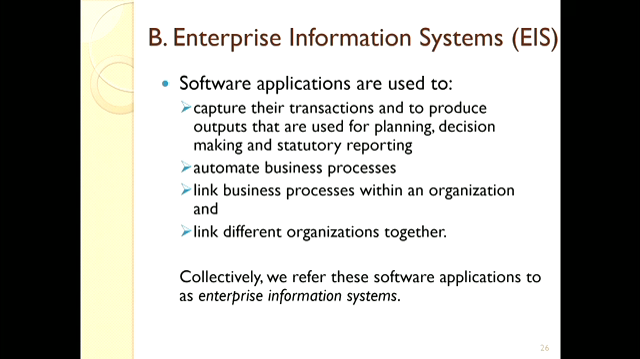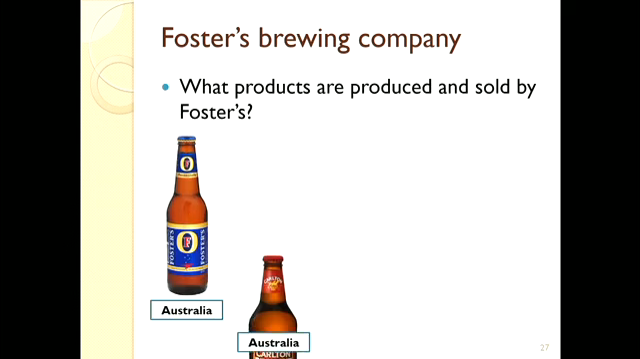And finally, linking different organizations together. A software application can connect the company with their suppliers, as one example. So basically, if a particular software application has any one of these functions, then we can say it's an enterprise information system. That's why we collectively refer to these software applications as enterprise information systems.